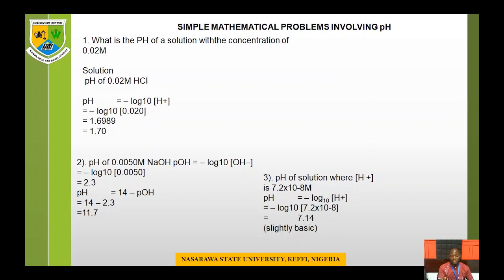So if you are given a problem, a follow-up question may come for you to indicate whether the solution is acidic or alkaline. All you need to do is to look at the figure in your calculation. If it is less than 7, it means it's acidic. If it is above 7, it means it's alkaline. If it is exactly 7, it means it's a neutral solution.